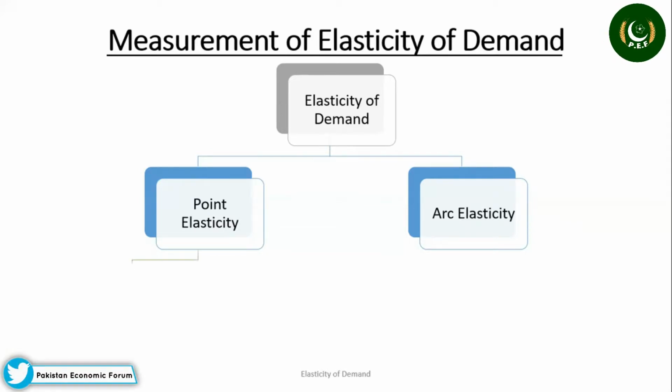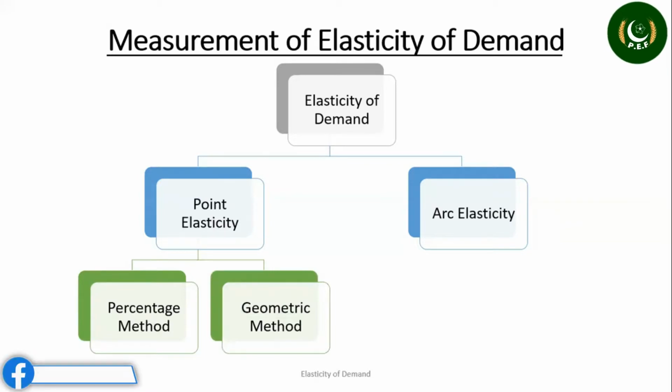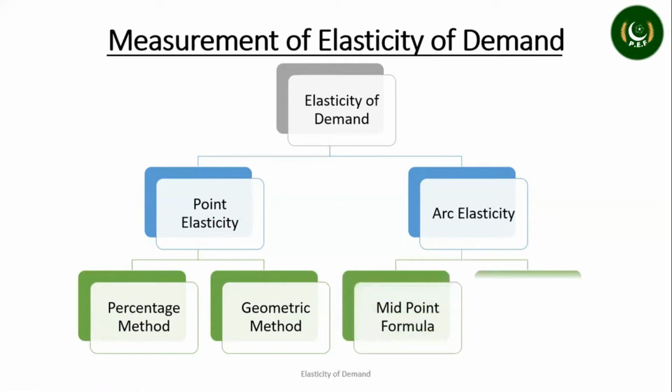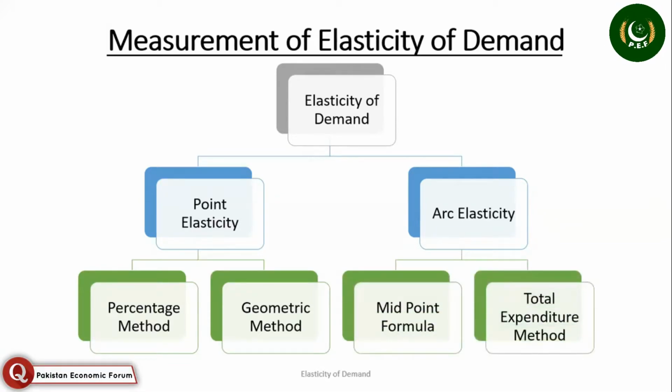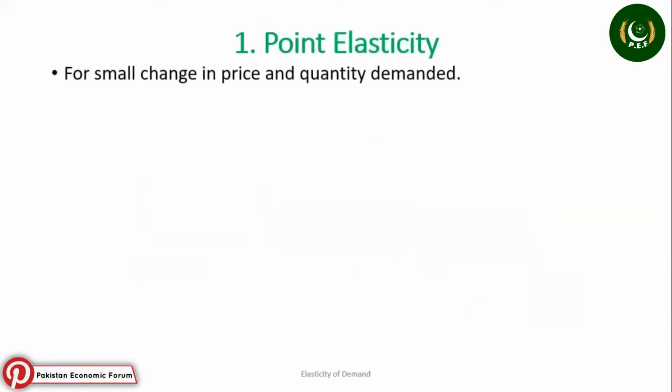There are two methods of measuring point elasticity. First called the percentage method and second called the geometric method. Similarly, to measure arc elasticity, we have a midpoint formula and total expenditure method. Now let's discuss all these four methods one by one. First is the percentage method.